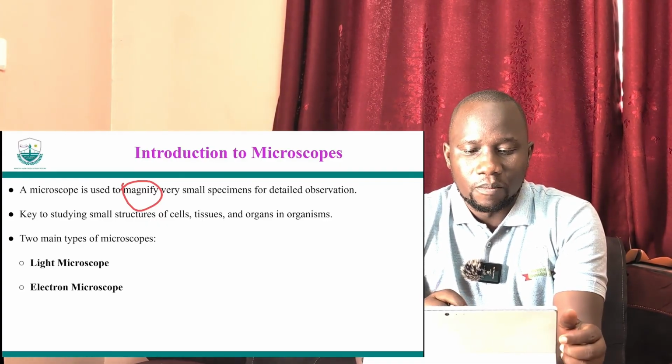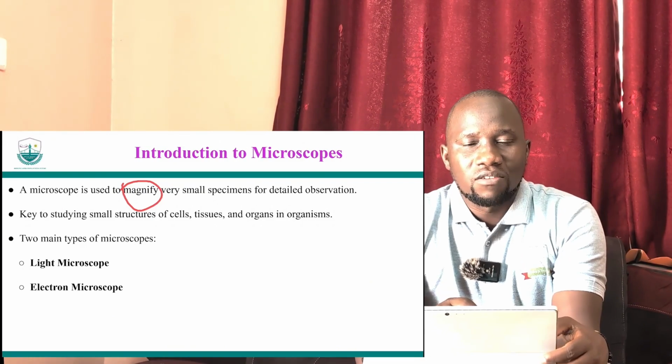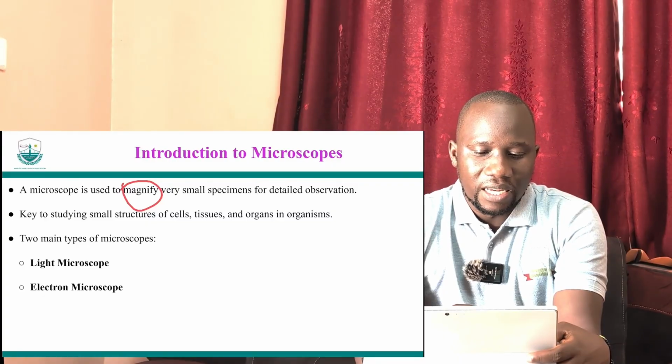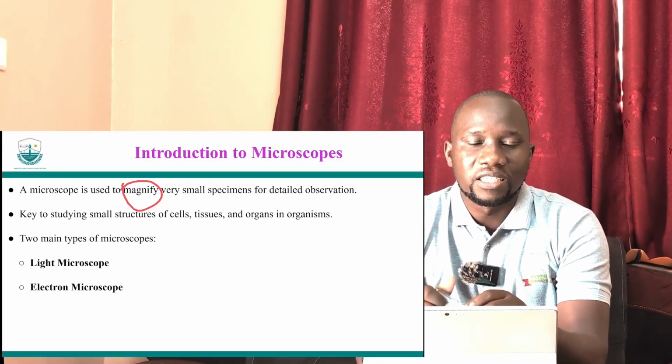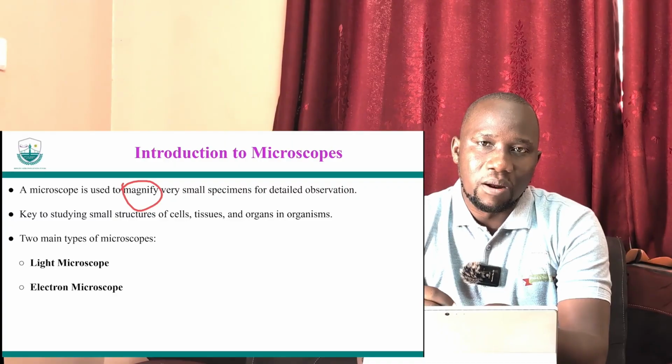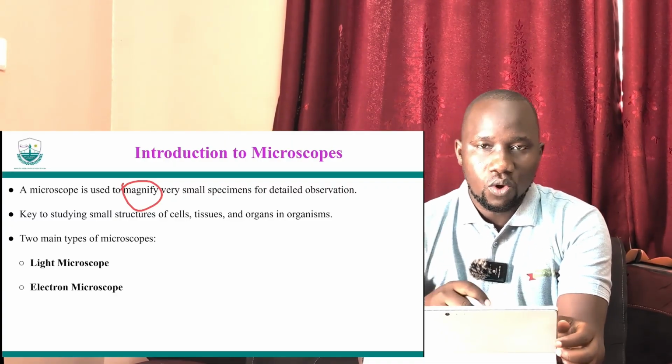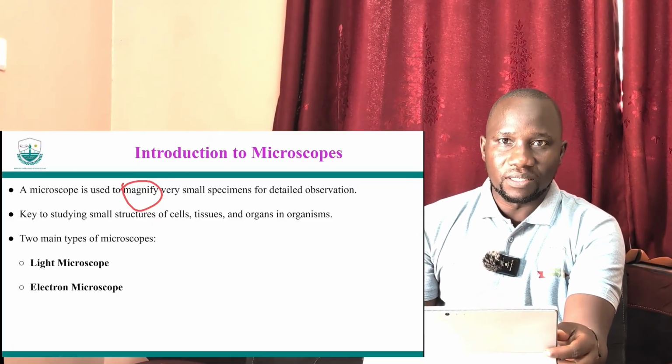Okay, and we have two types of microscopes. The first one is the light microscope. The second is the electron microscope. Okay, now we're going to see the difference between the two.